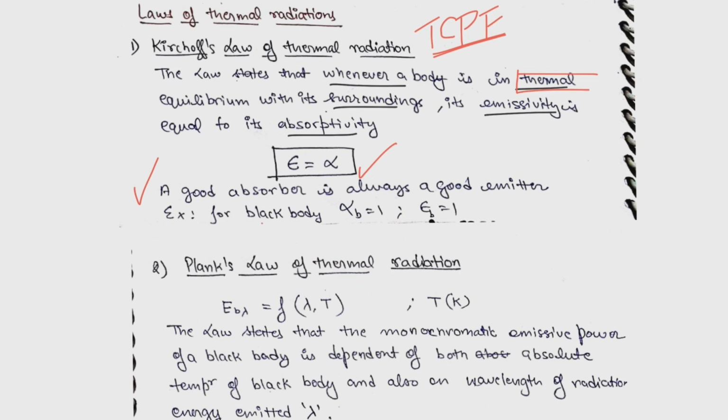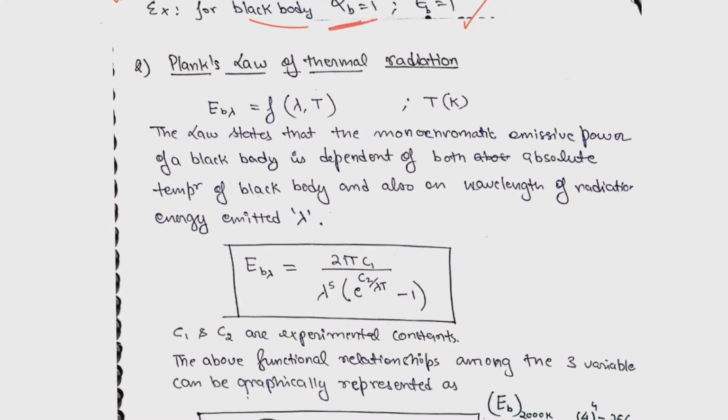Therefore, for a black body, since a black body is a good absorber whose absorptivity is equal to 1, its emissivity is also equal to 1. So to remember Kirchhoff's law, remember this definition, that is sufficient. Now let us come to Planck's law of thermal radiation.